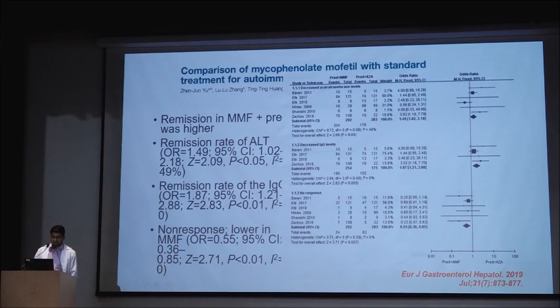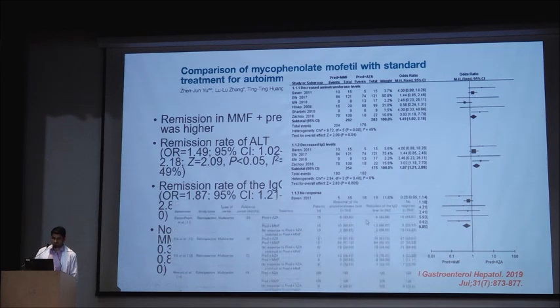So, another meta-analysis of studies of MMF versus azathioprine showed that persistent biochemical remission was higher in the MMF group, and normalization of the IgG level was also higher in the MMF group as compared to azathioprine, and no biochemical response was seen mainly in the azathioprine group as compared to the MMF group.